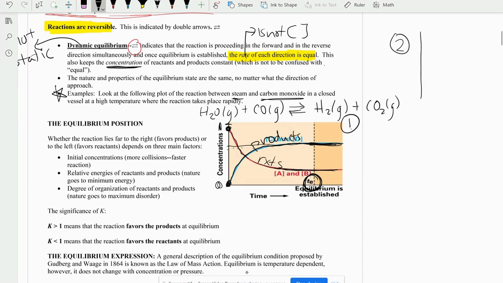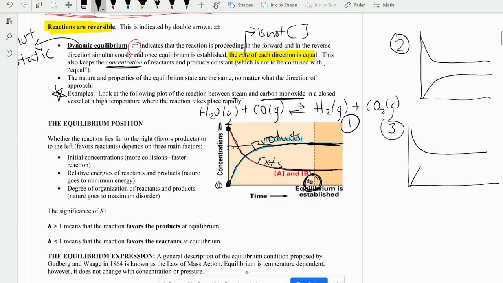If, again, concentration's on our y and time is on our x, you have a curve where your reactants go like this, and your products will go like this. And you will even have a curve that can look like this. Now you'll have your reactants and your products. Okay, this one's pretty rare, but it happens.